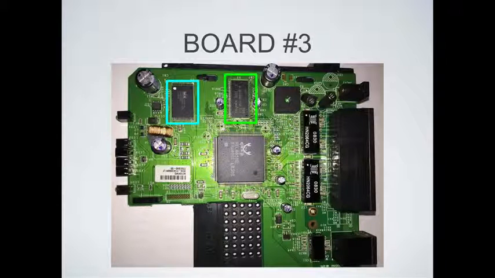And then the second one, our volatile memory, is actually made by Hynix. I think that's how you pronounce it. If not, please don't hold it against me. But this is actually an HY57V641620ETP, and that is a 64 megabit SDRAM chip.